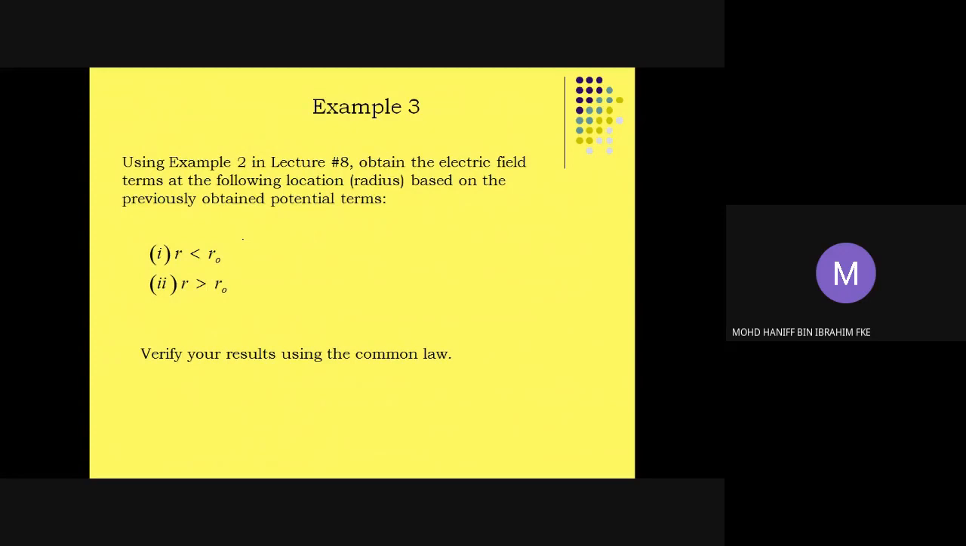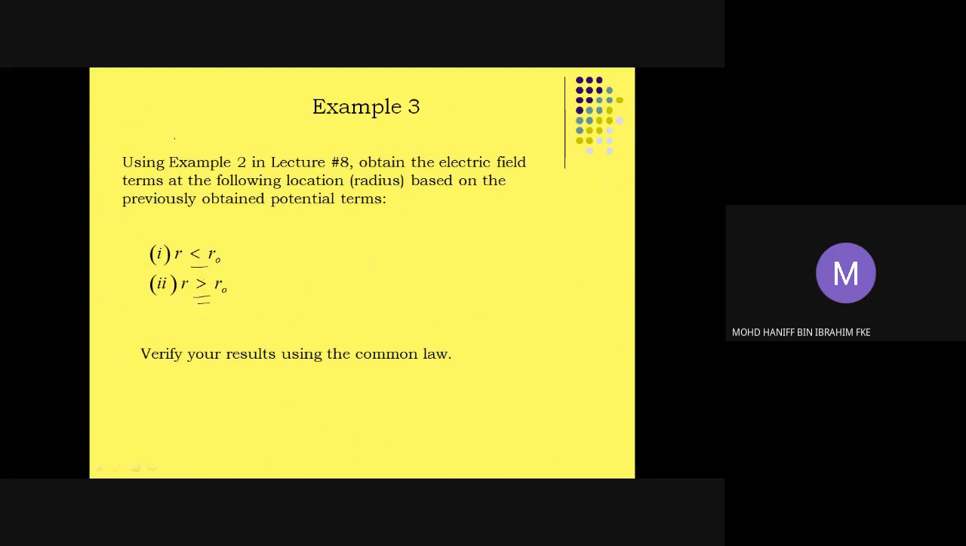So again, we are in the previous lecture 8. Obtain the E field intensity terms at the following location radius based on the previously obtained potential terms. Basically, this is similar to what we have done before, in which we obtained previously in example 2 the potential at this location, R less than R naught and R bigger than R naught.